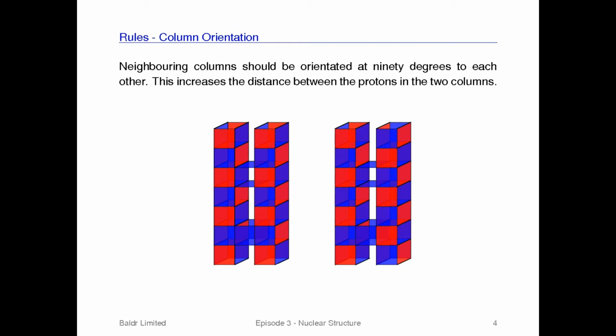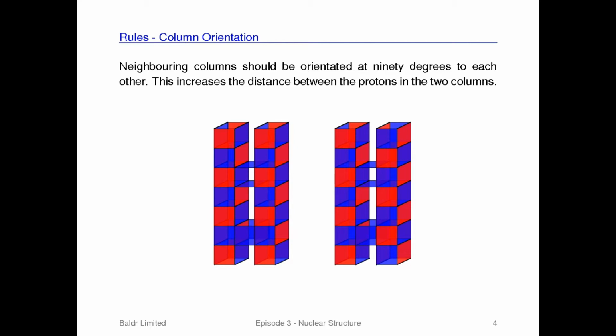Something that you may not have noticed as we've been going through this is the orientation of the columns. At the bottom here we show you two different examples. The one on the left starts with protons on the front of each of the columns, whilst in the right hand diagram, one of the columns starts with a proton, whilst the other starts with a neutron, i.e. the right hand column of the diagram is twisted by 90 degrees compared to the left hand column. What we find is that in the left hand version the protons between the columns end up facing each other, which does not happen in the right hand version.